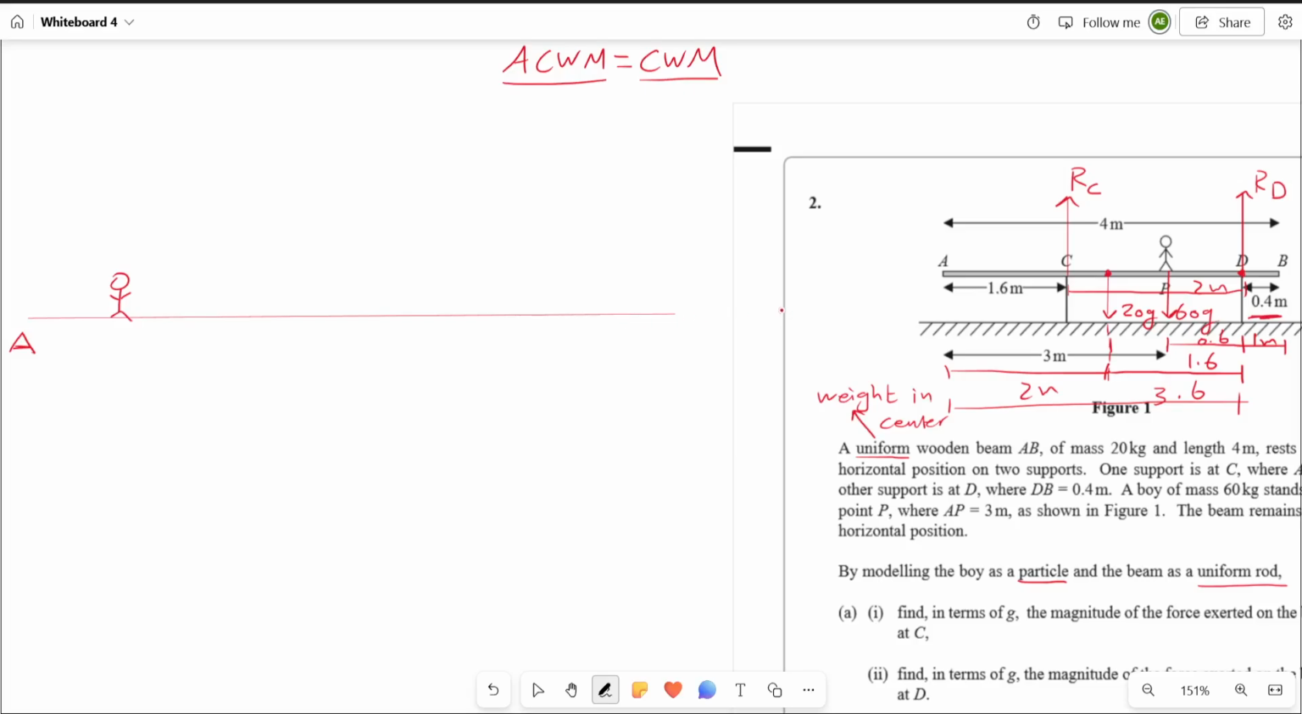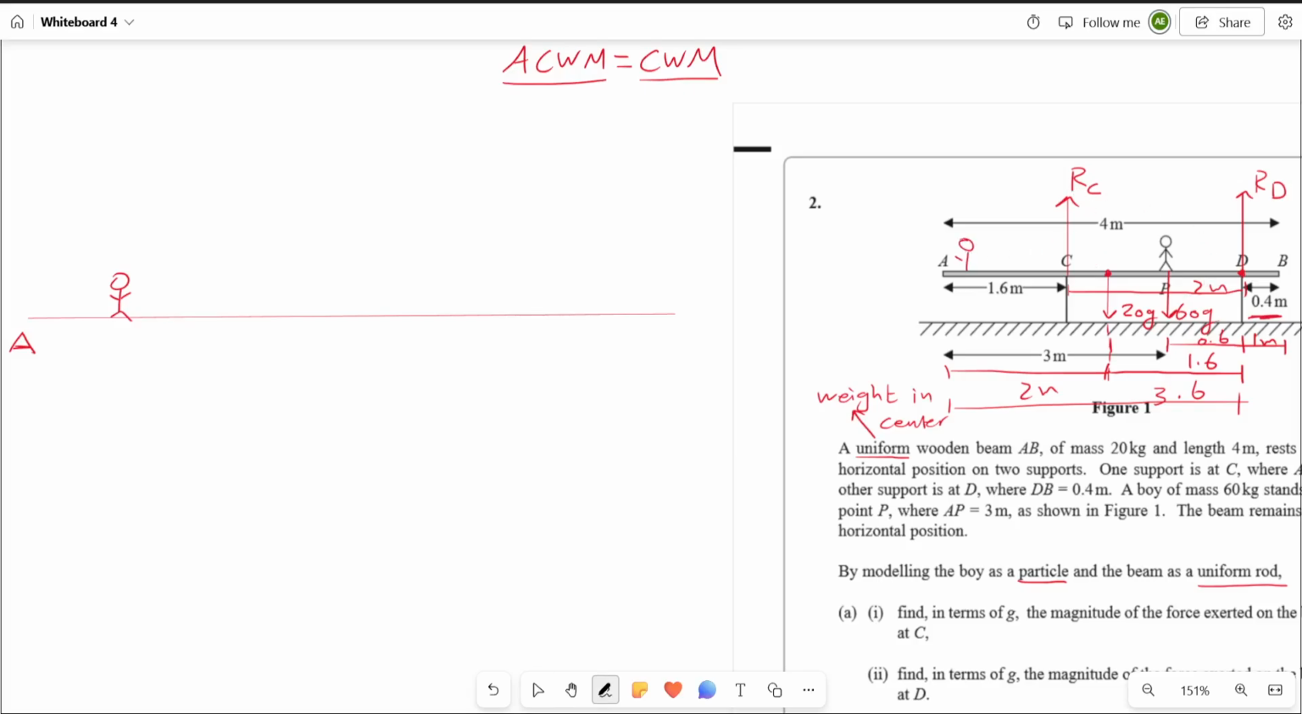How do I know that he's going to be between A and C? Because it doesn't make sense that he's going to make the whole thing rotate if he's between C and D, right? Because if you're between the two supports, think about it logically, there's no way that this is going to tilt.